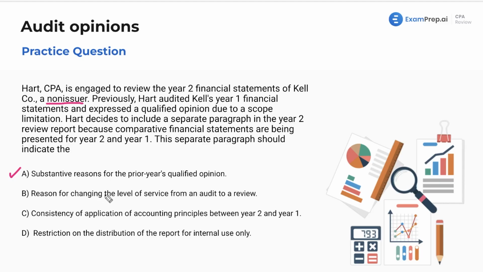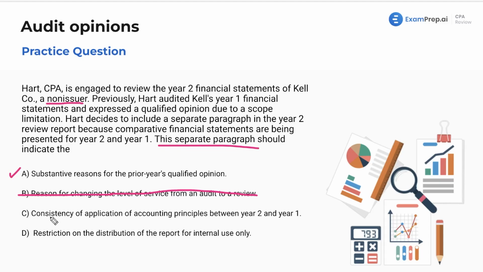So, reason for changing the level of service from an audit to review. You are going to include this in the report, but this separate paragraph is specifically talking about the qualified opinion from year one. So this is not going to be the answer. Again, this will be discussed in another paragraph, but the paragraph in question is the one specifically referring to the qualified opinion in year one.